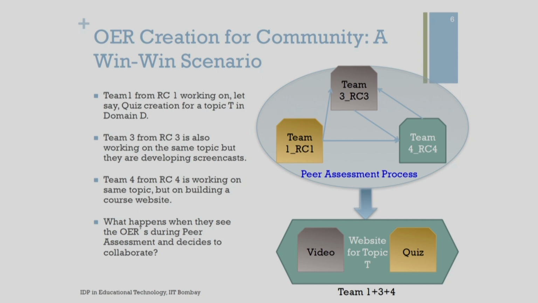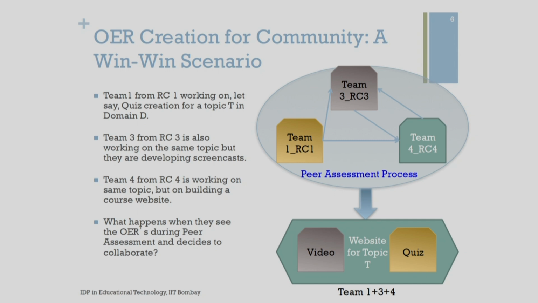Now as part of the OER creation, each of them has created their own resource, and what we aim with this is, when we do peer assessment, let us assume that team 1 assesses team 3 and team 4's activity, team 3 assesses team 4's activity, and team 4 assesses team 3's activity. So this is how the peer assessment splitting has happened.